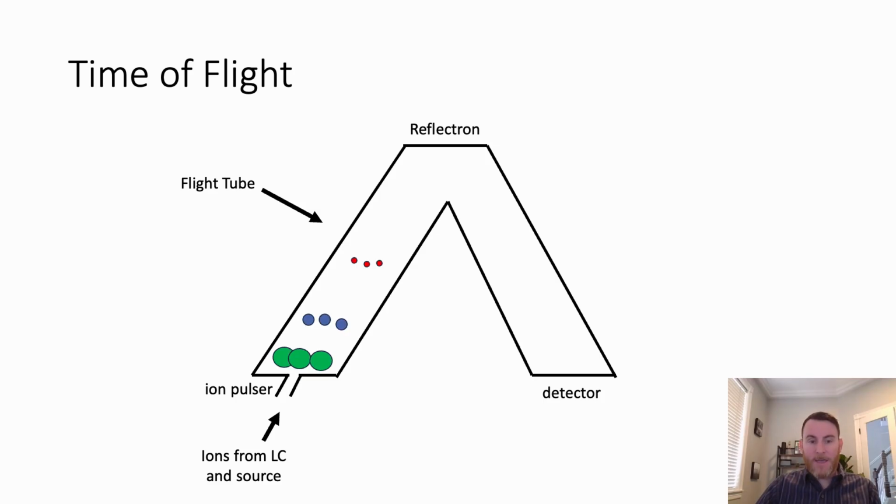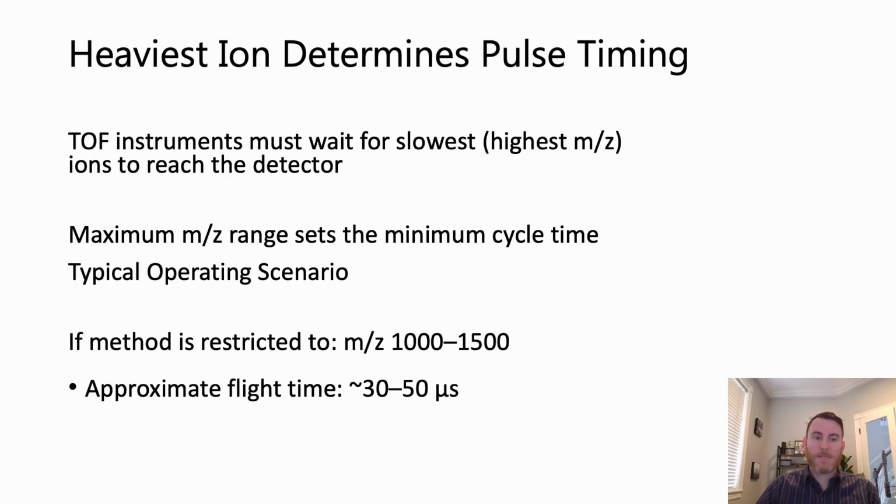Let me actually take a step back. At the beginning, all your compounds were right at the very beginning of this flight tube, but as time goes by, the smaller red ions get to the detector first, followed by your medium blue, and then finally your green. All of that timing is recorded, and every ion that hits the detector is not only counted, but connected to the time that it was originally at the ion pulsar. Then you can back calculate that high resolution mass because of it. And then it repeats again.